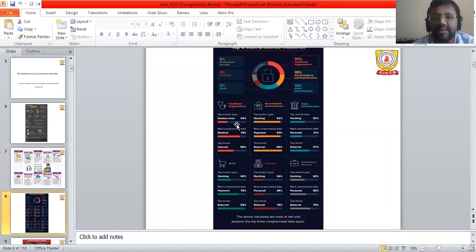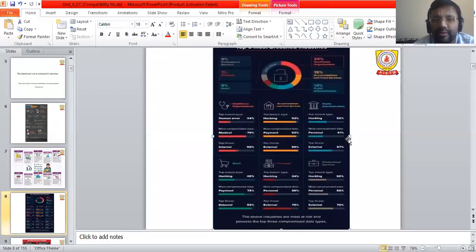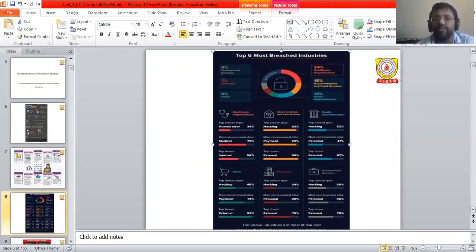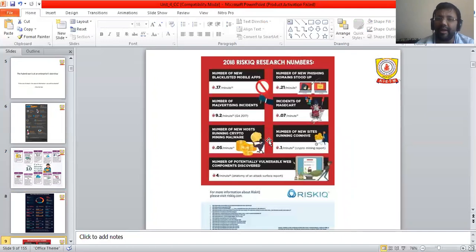Now this diagram shows the top six most breached industries. Healthcare is one of them, then accommodation and food services, public administration, retail, financial and professional services. These are the top six most breached industries around the globe. So this is also a big deal and an upfront challenge to minimize.